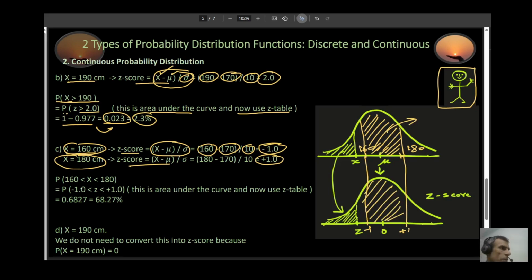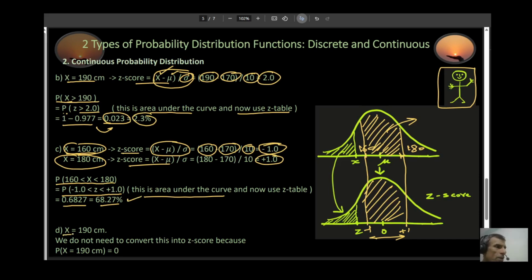So come to the z-table. The probability that x is between 160 and 180 is the same as the probability that z is between minus 1 and plus 1. This is the area under the curve, and assuming you know the z-table, my answer comes out to be 0.6827. So there is a 68.27% chance that his height is going to be between 160 and 180 centimeters.